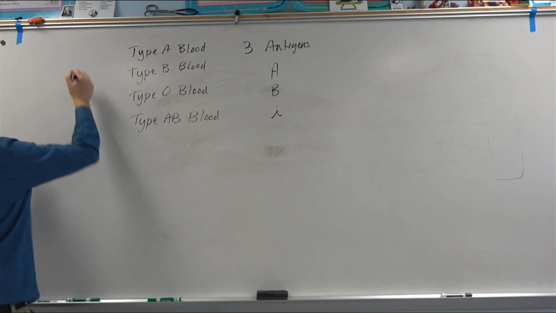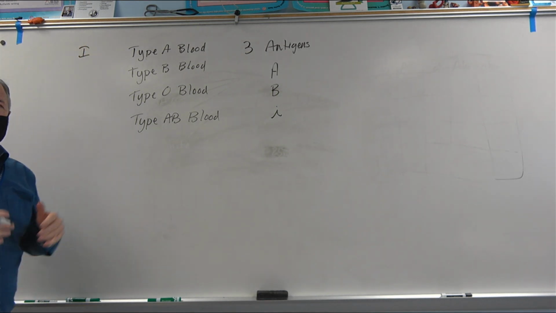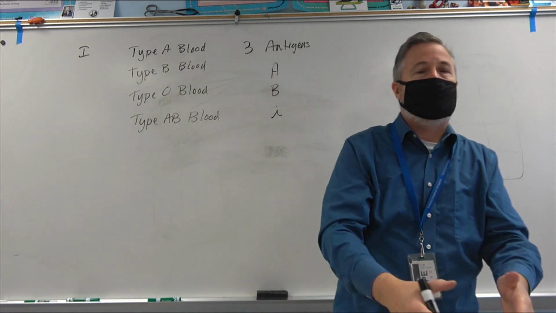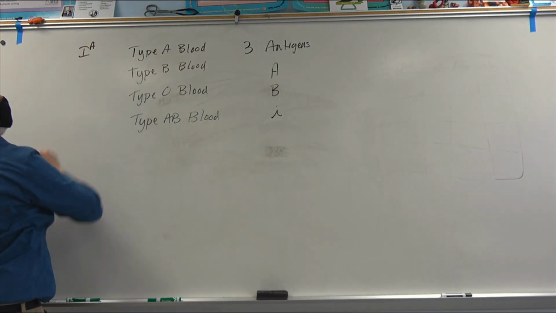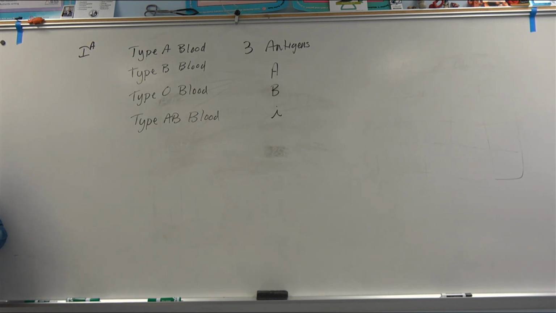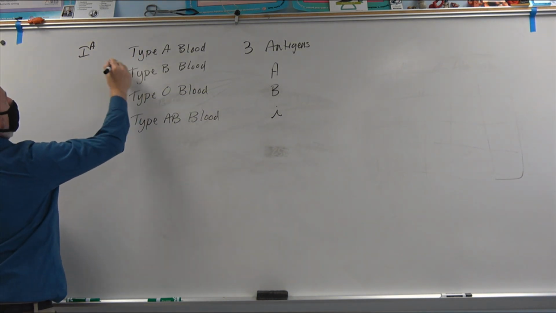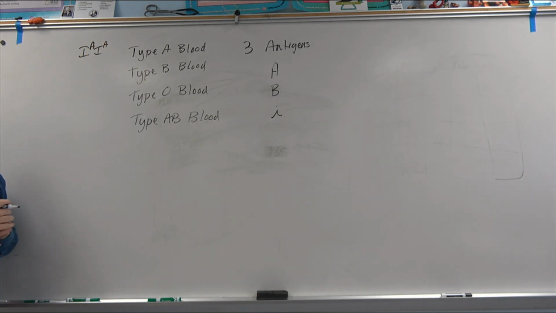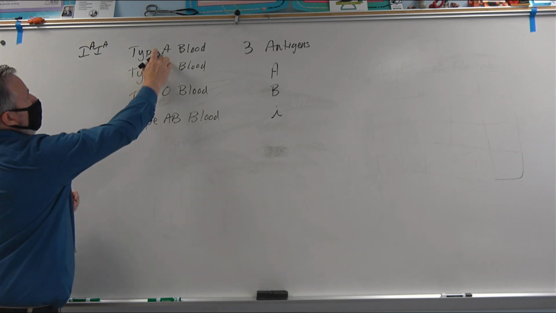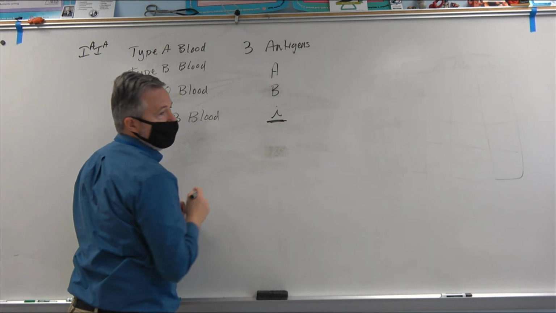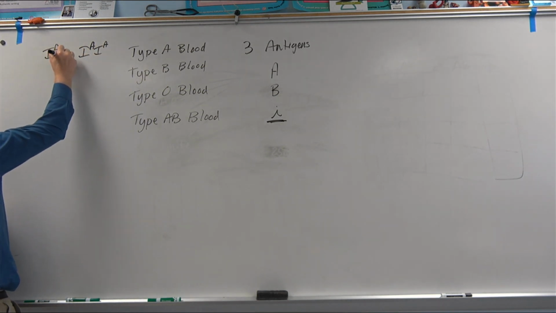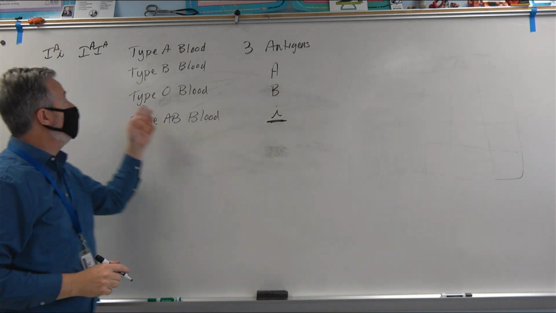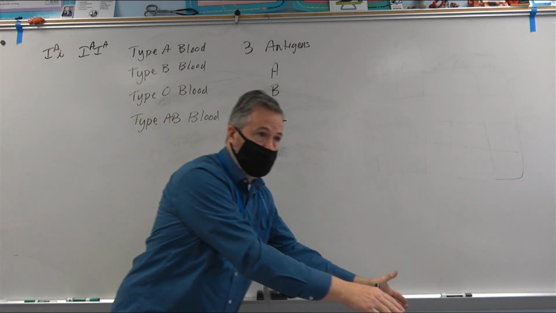We have a little different system that has these 3 antigens. Type A blood, you have to use a capital I. The capital I stands for immunoglobulin. It tells everyone that that's what you're using. And you superscript the allele. So type A blood could be big I, big A, big I, big A. But because A is dominant, see, this is a lowercase letter, you could also have this, and you have to use this. If you put it in any other format, wrong.